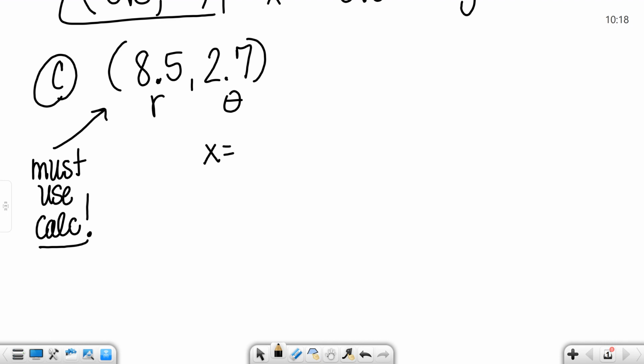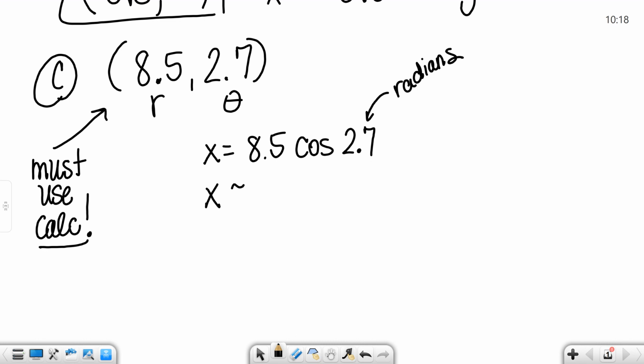Because x is 8.5 times the cosine of 2.7. Now remember, those are radians. So we are going to use our calculator, but we need to make sure our calculator is in radian mode, or you're going to get the wrong answer. So when you type this in, with your calculator in radian mode, you should get -7.68. This is the only time we're going to use a decimal. We would have to use a calculator here.